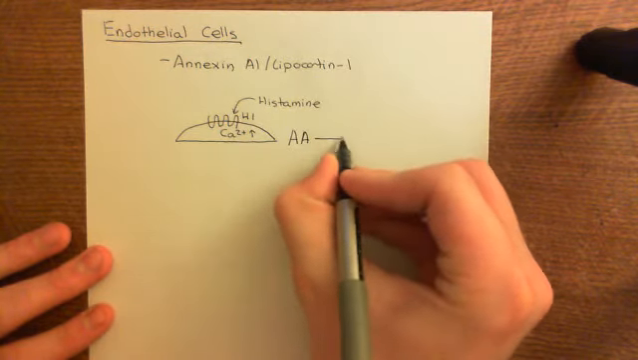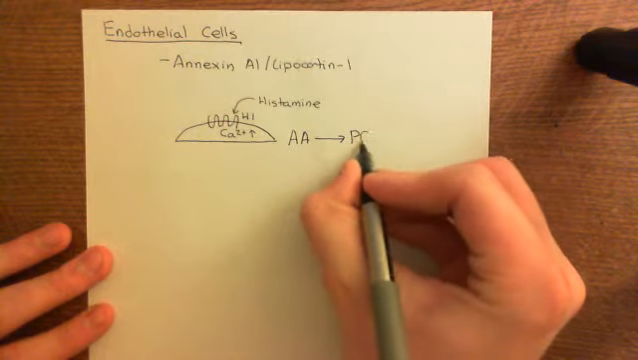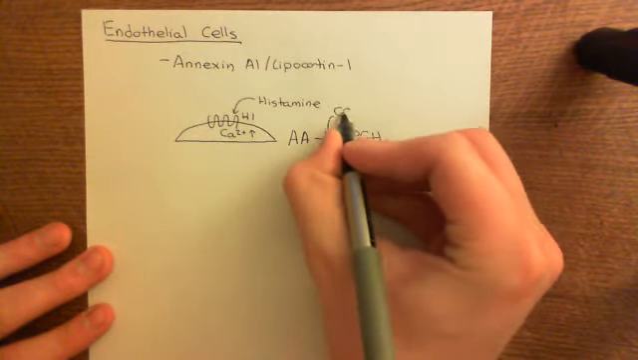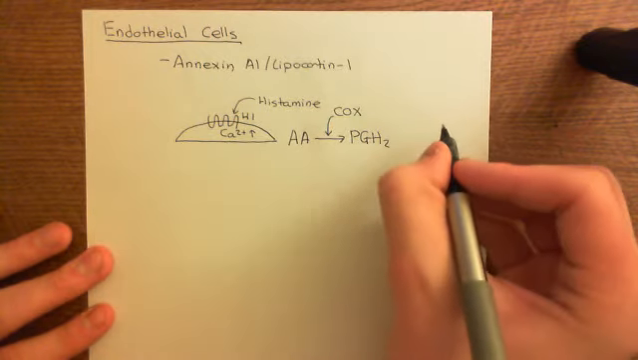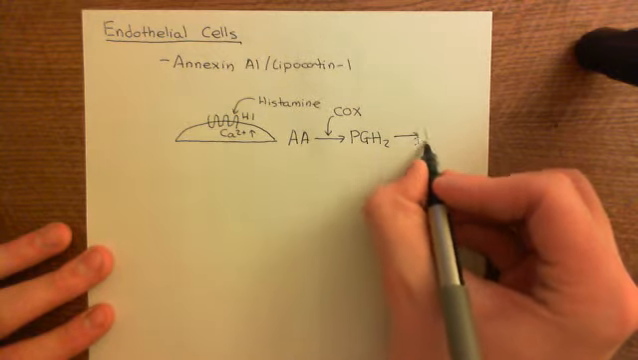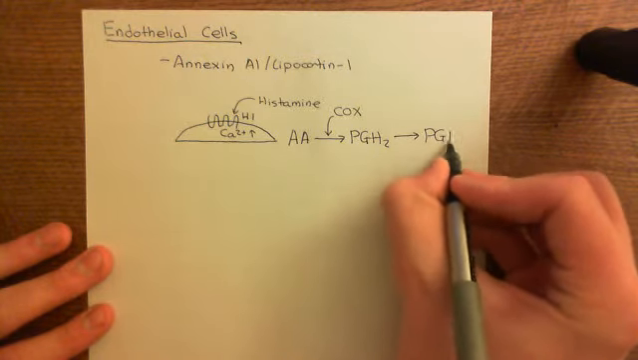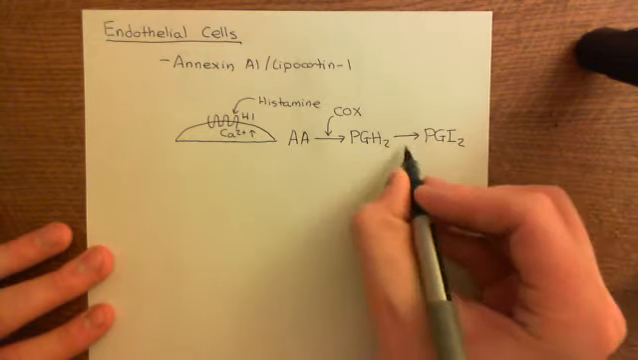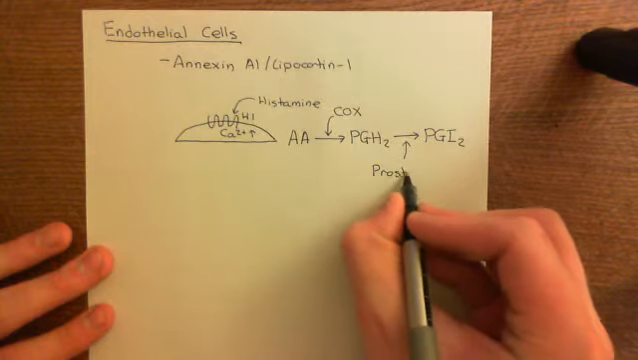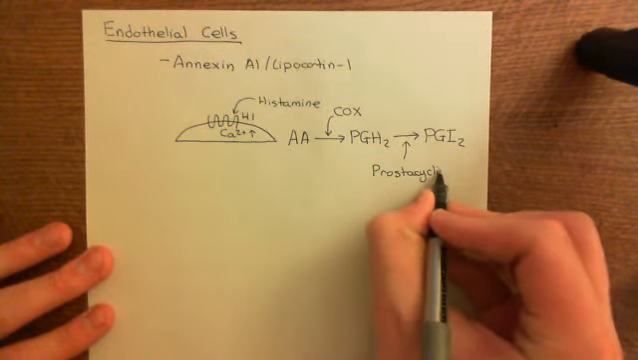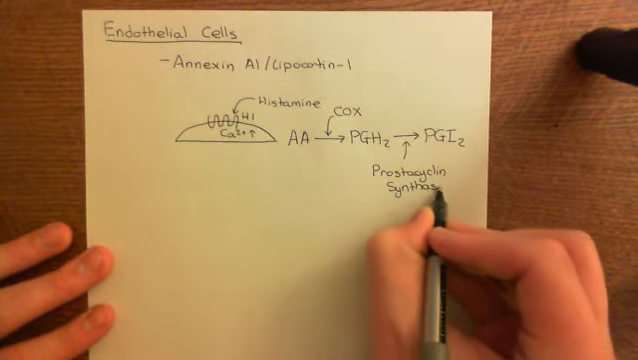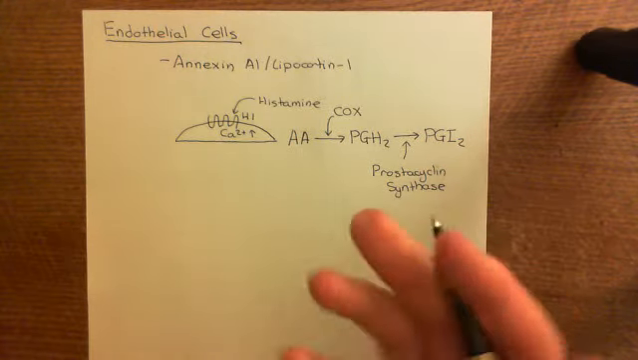So what's going to happen is arachidonic acid will firstly be converted into prostaglandin H2, and this is done by the cyclooxygenase enzymes COX-1 and also COX-2, and prostaglandin H2 will then be converted onwards to prostacyclin, prostaglandin I2, and this is done by an enzyme known as prostacyclin synthase. Okay, so this is prostacyclin synthase. And prostacyclin has two names. It can either be called prostacyclin or it can be called prostaglandin I2.